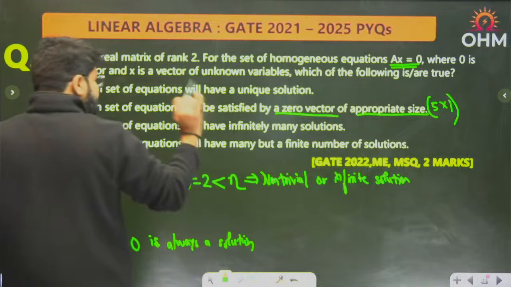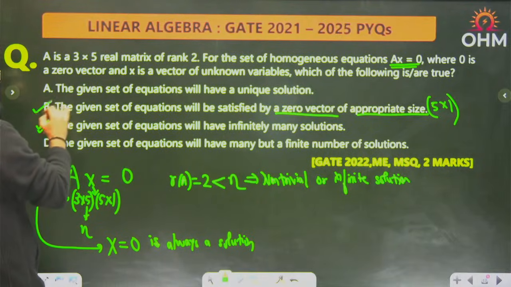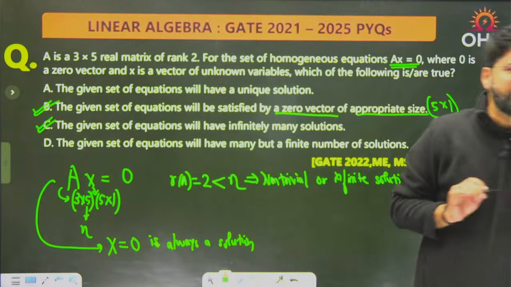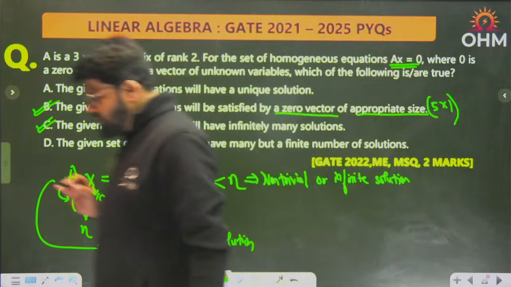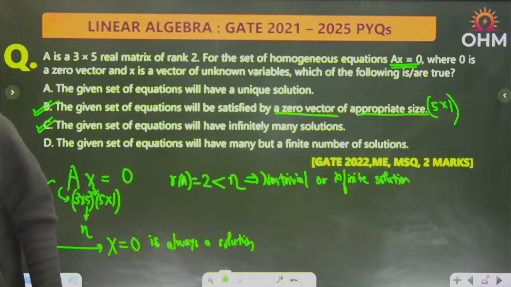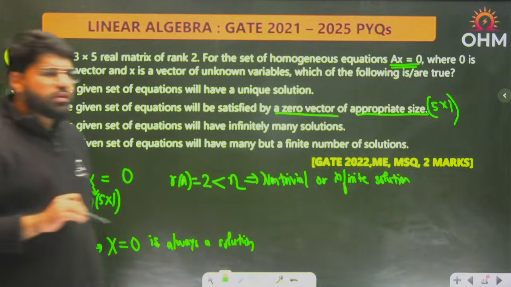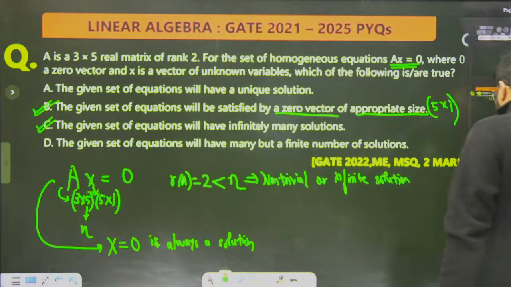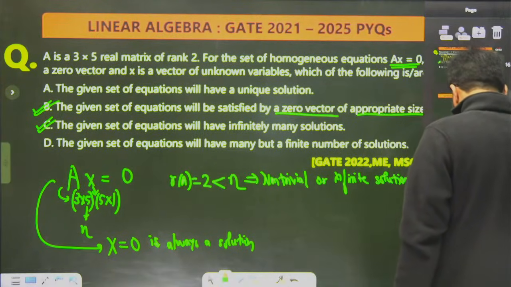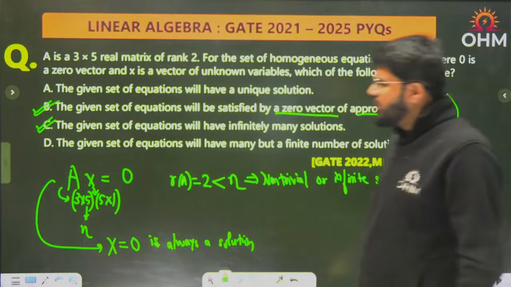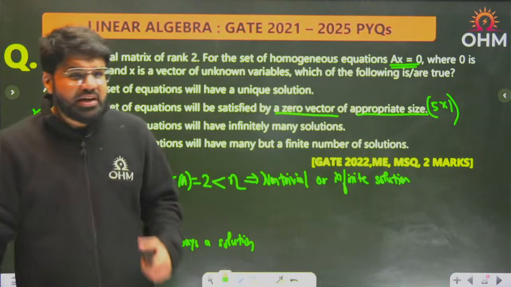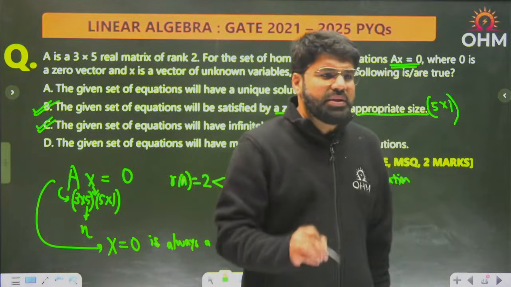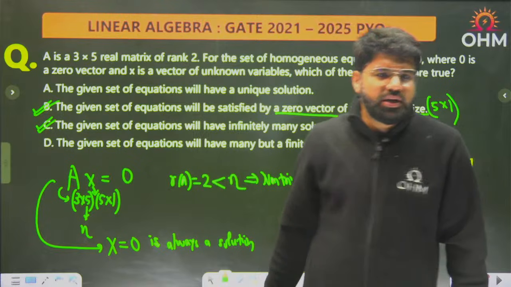They are not asking the size, but will it be satisfied by a zero vector? Yes, blindly, independent of rank, because x equal to 0 is always a solution of a homogeneous system of equations, correct? Then simple: B and C. It is a good question in terms of concept, 2 marks, but not in terms of solution. It is not lengthy. You should know the basic points and connect the dots. Got the answer: B and C.